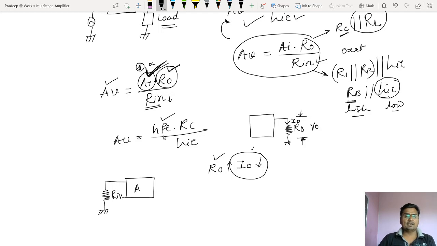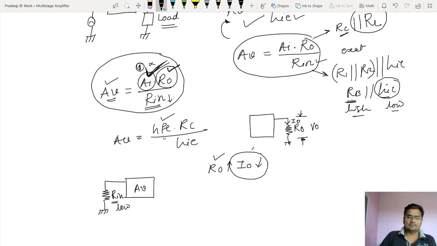Now if I put this value very small or very low, why? Because I want to increase voltage gain. So by this equation, the value of Rin must be very small, then only this AV will become very large. So if this resistance is very small, then what will happen? Your amplifier becomes very sensitive. What does it mean by sensitive? Sensitive means as if at the input side there is very less impedance.